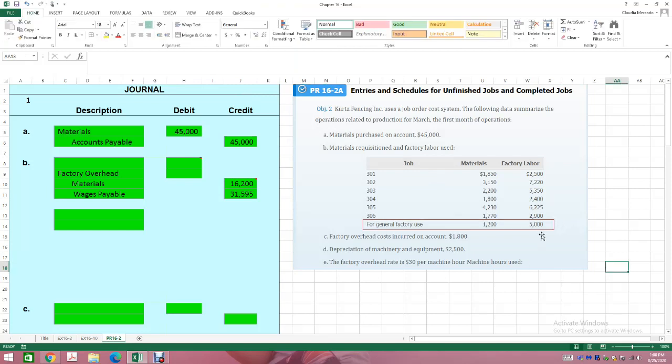That falls under overhead. So how much did we spend on indirect materials and indirect labor? Well, I spent $5,000 plus $1,200. That's $6,200. That needs to go into my factory overhead bucket. $6,200. Now I can figure out how much I have in work in process.